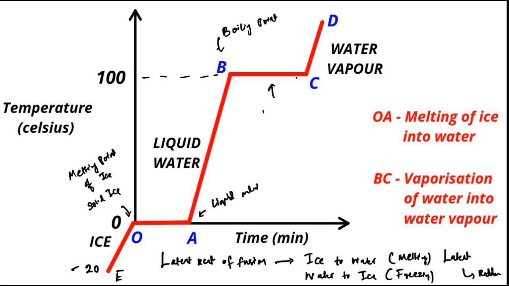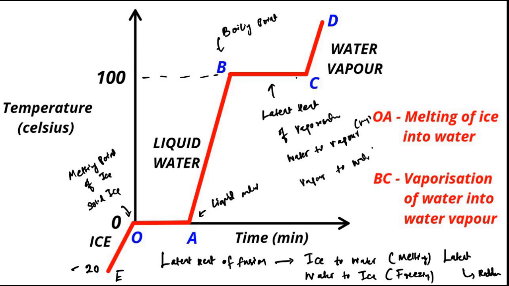So this is also called latent heat, but this is called latent heat of vaporization. This applies both ways, that is liquid water to vapor state, and also vapor to water, that is vaporization and condensation. Both ways it is applicable.